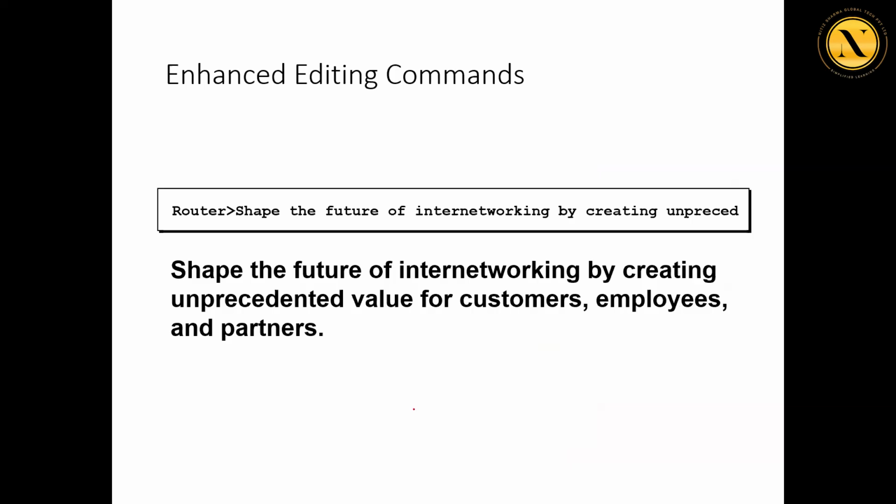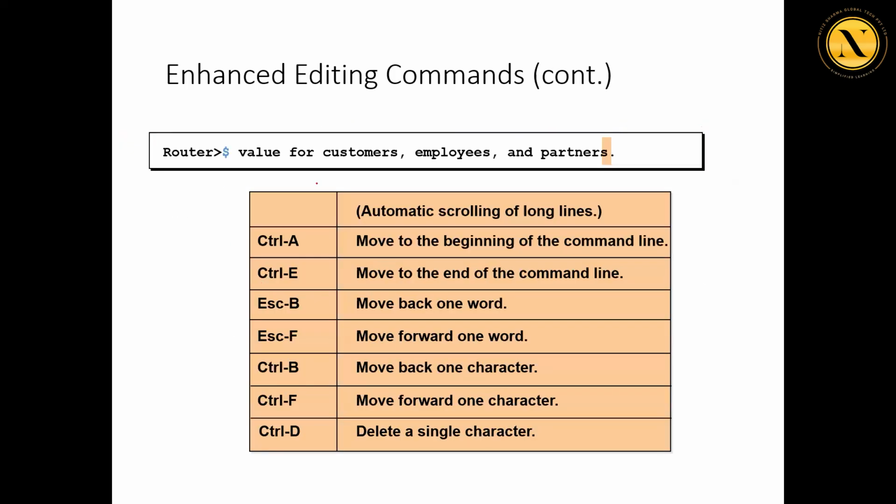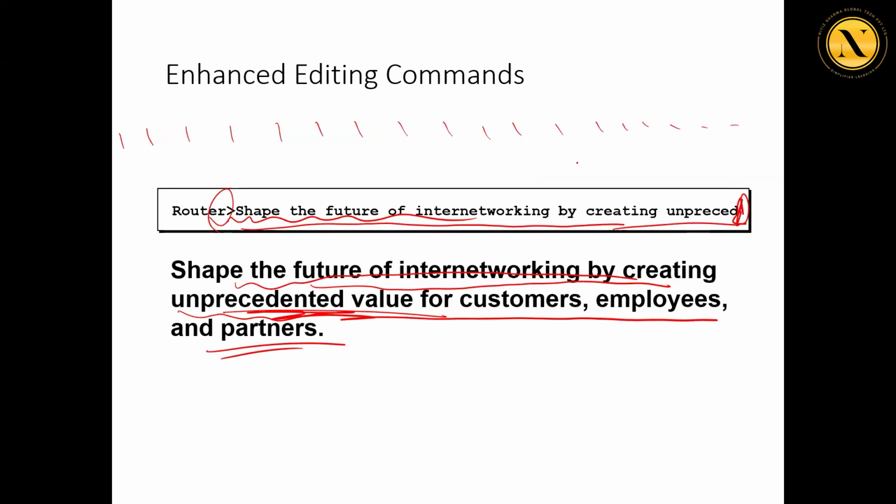Okay. How do we start learning, taking help. Now, supposing I am typing Jack and Jill went up the hill to fetch a pail of water on, let's say, user mode, right? So this monitor has maybe only 80 columns, whatever, right? So I'll keep on typing here. Shape the future of internet networking by creating unprecedented value for customers, employees, and partners. And then if I keep on typing, this dollar sign will pop up automatically. And the latter half of the line, value for customers, employees, and partners, we can see here, right?